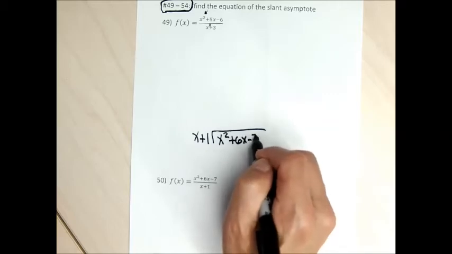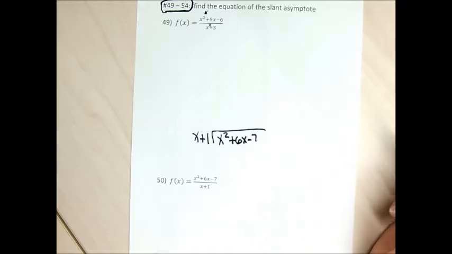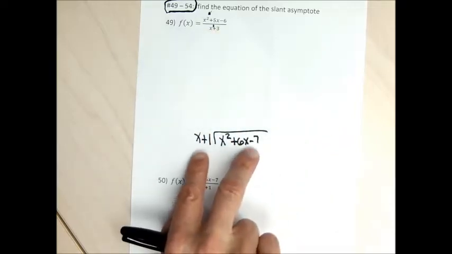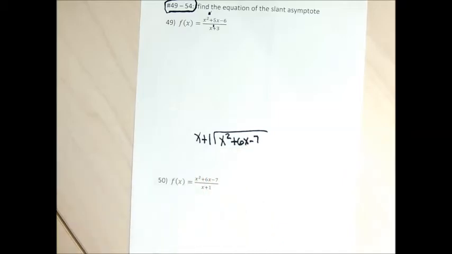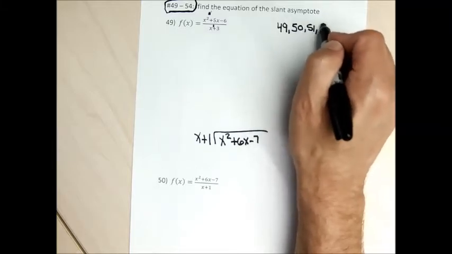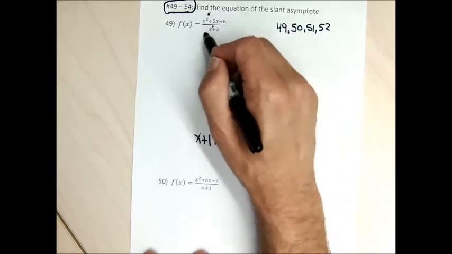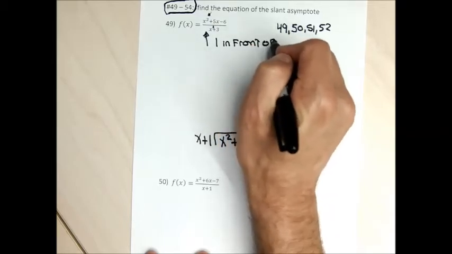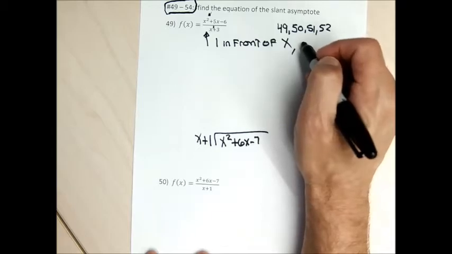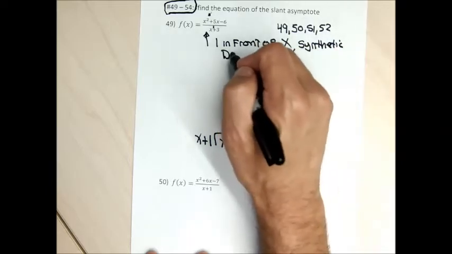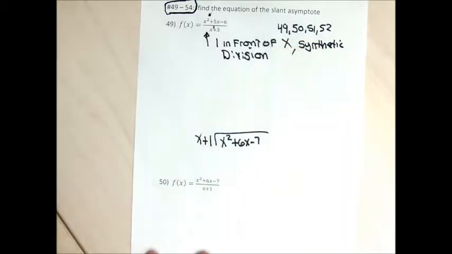The first four problems, 49, 50, 51, and 52, the denominator is very special in that it either has x plus or minus a number, and there's not a number in front of the x. When you have this kind of division problem, synthetic division will give you the same answer as long division. So for problems 49, 50, 51, and 52, there's an implied 1 in front of the x. And that way, for those problems, I can use synthetic division. It will give the same answer as long division, and it's a heck of a lot easier, and it's something that we already know how to do.